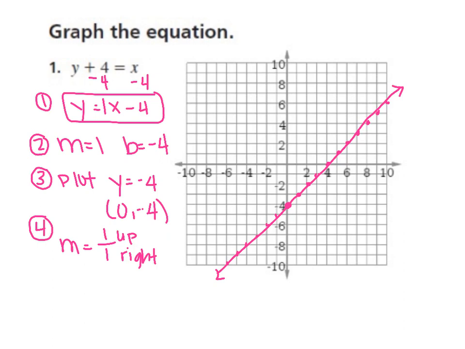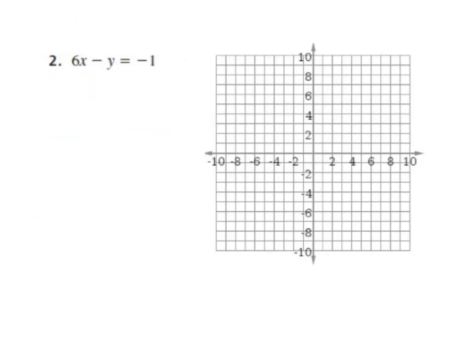Let's take a look at the second one. So again, following my 4 steps. First step is to get y by itself. This one is tricky because there's a negative in front of the y. A lot of people miss that. So I'm going to start by subtracting 6x from both sides, and I get negative 1y is negative 6x minus 1.